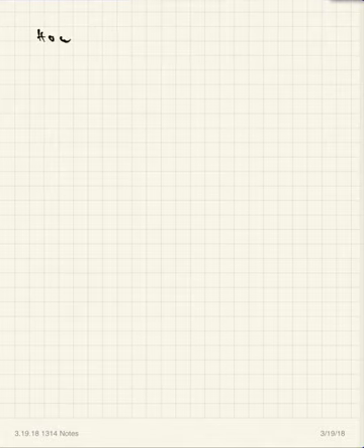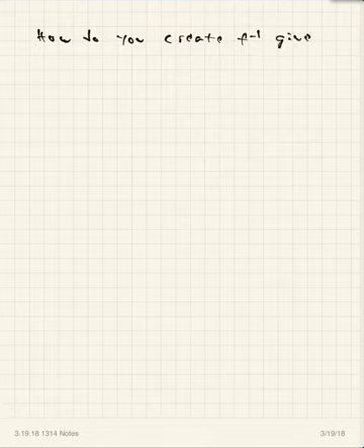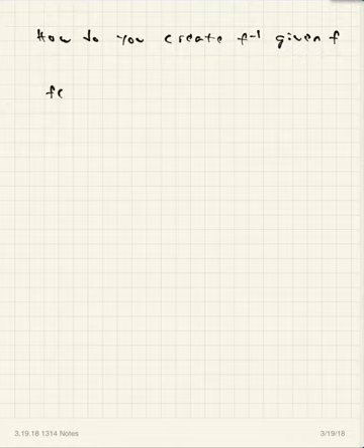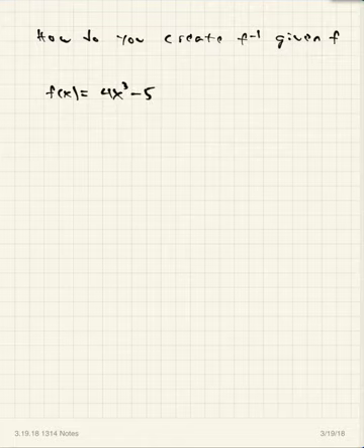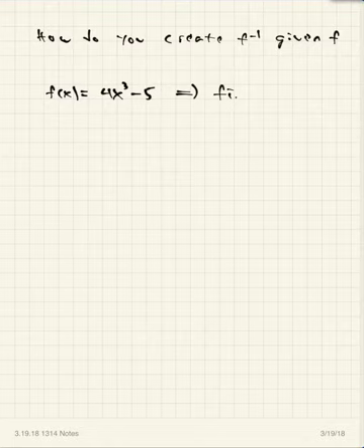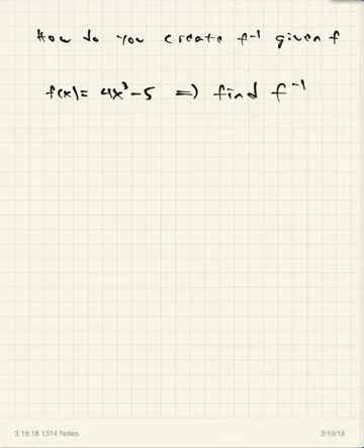How do you create f inverse given f? All right, so what we're going to do is start with this function, f of x equals 4x cubed minus 5, and I want to find f inverse. So the last thing we need to talk about with inverses, and we'll be finished.